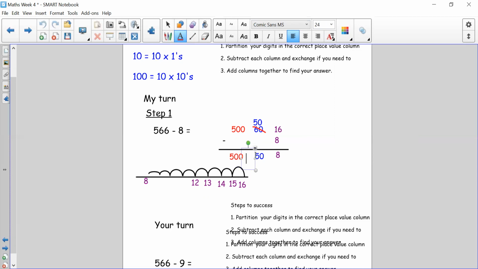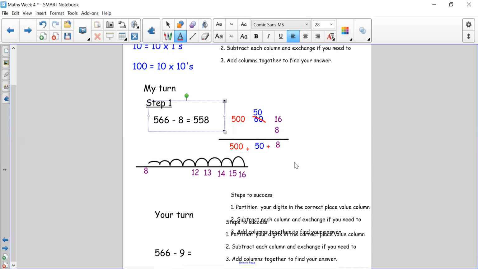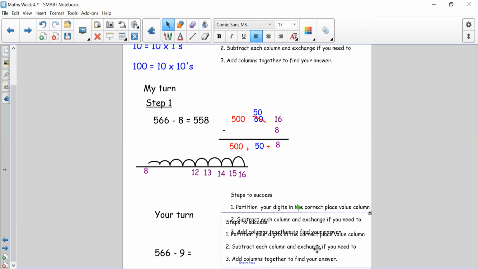Remember, that's our last step, so we need to add them all together. So 500 plus 50 plus 8 is 558. So my answer to 566, take away 8, is 558. Okay. So now I want you to have a go with this number sentence.